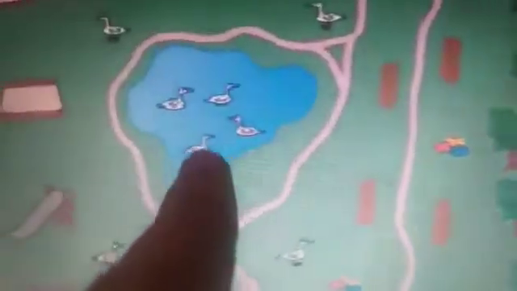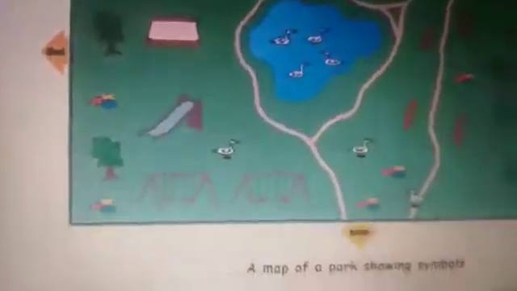Then we have a duck pond. We will see a pond like this in the picture. So this is a duck pond. Then we have a park. Wherever we see an image like this, this is a park. So clear? These were the colors and symbols on the map of a park.